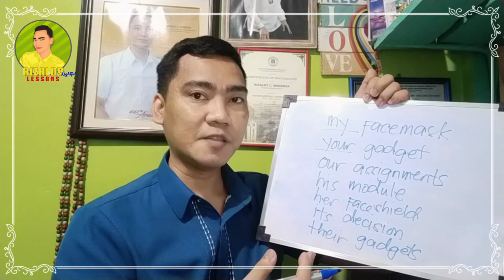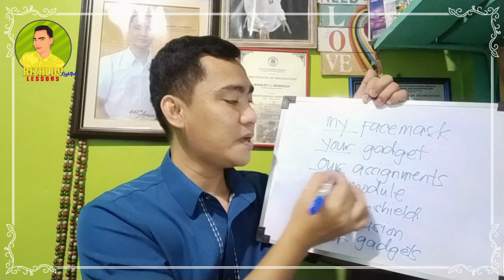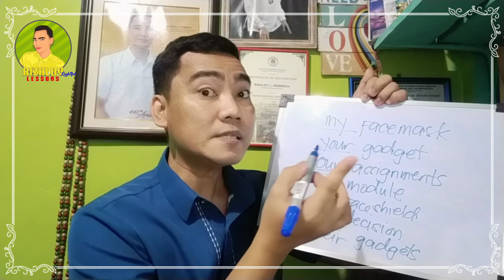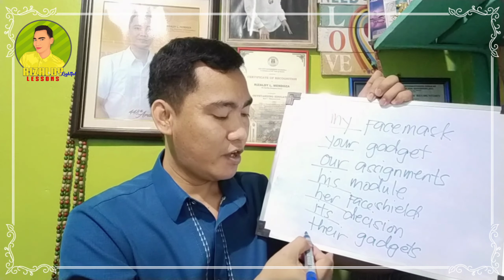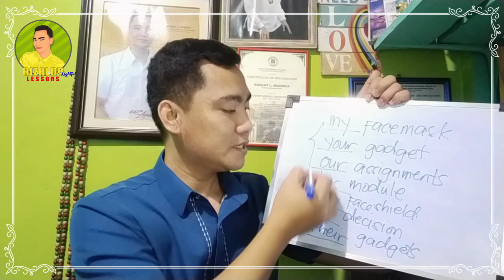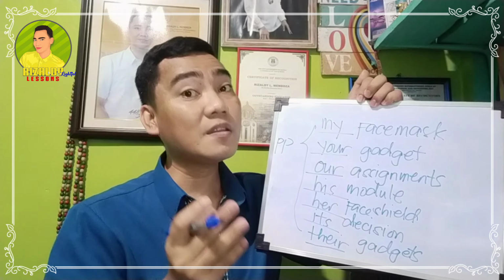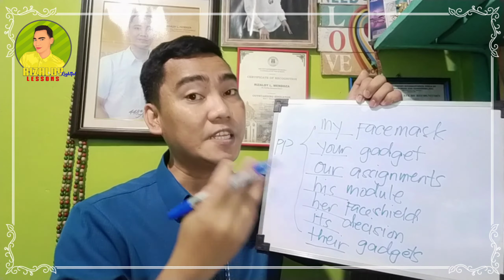Who owns the assignment? Our assignment. So you belong. So that's why you use our. Then that is his module. So you make use his also. Then her face shield. So of course we have the word her. Then its decision. Then we have your their there. So these are some of the examples of possessive pronouns that you may encounter later on. Okay, so we have my, your, our, his, her, its, and their.